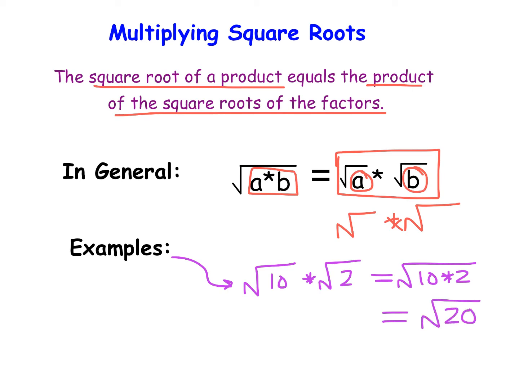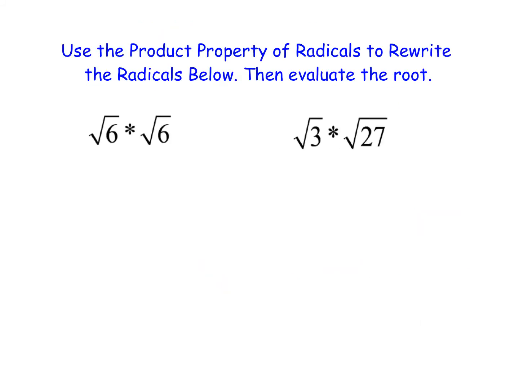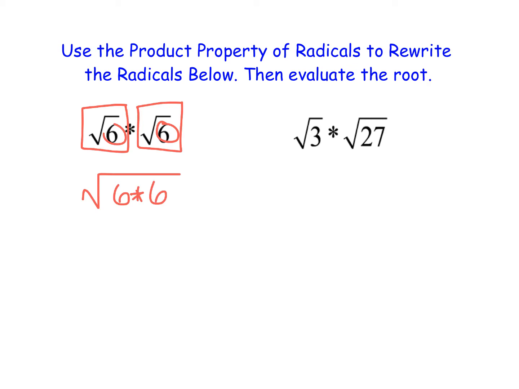So now we're going to use this property for multiplying square roots to rewrite square roots that are being multiplied, and then hopefully we'll be able to evaluate them accurately. So on the screen here, you'll notice that we have two multiplication problems. Since we have a square root times another square root, we can rewrite this as one square root with the two numbers underneath being multiplied underneath that one single square root.